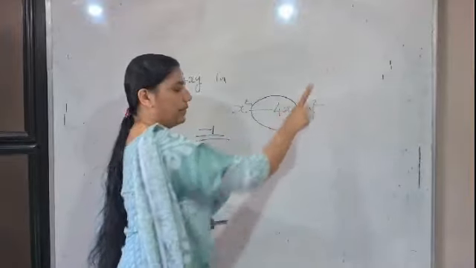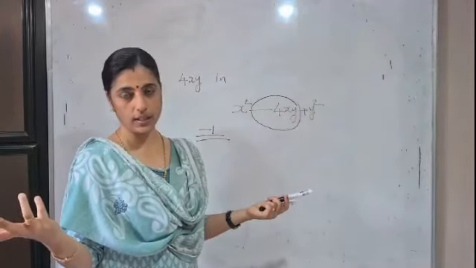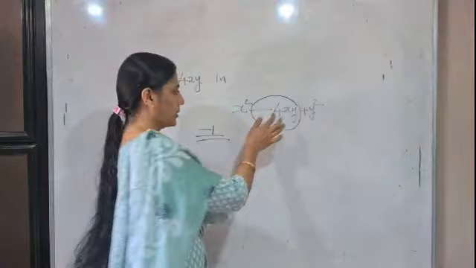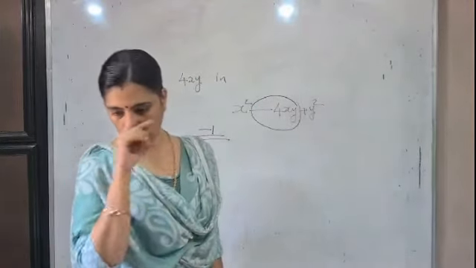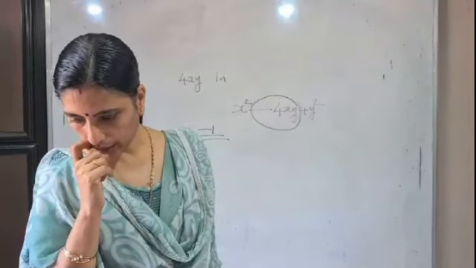This and this, why are we not considering? Because 4xy doesn't come in those terms. 4xy comes in the middle term. So we will consider that one and tell the coefficient. Okay. So likewise you can do the other questions also.